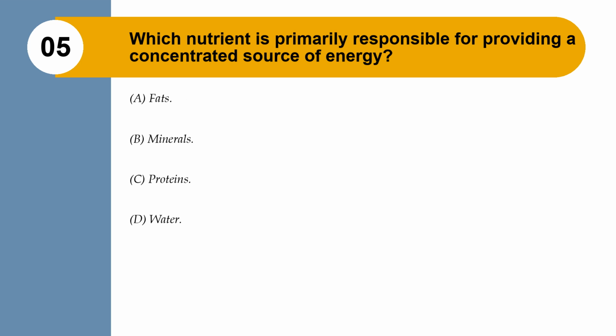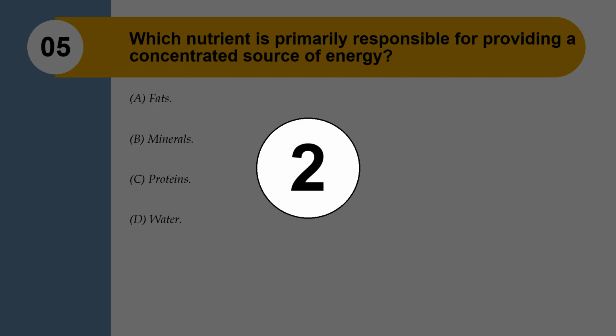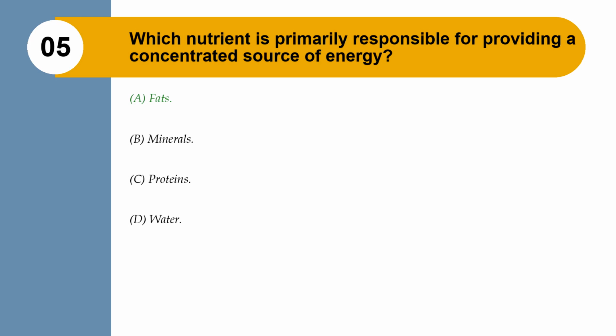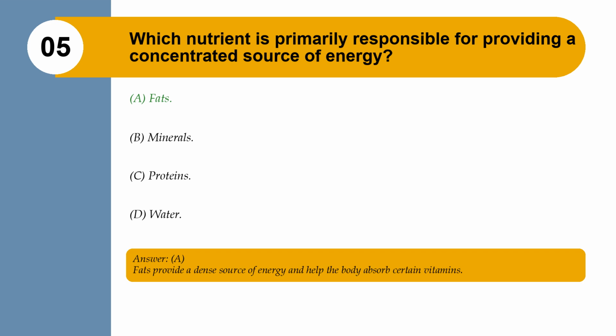Question 5. Which nutrient is primarily responsible for providing a concentrated source of energy? Option A. Fats. Option B. Minerals. Option C. Proteins. Option D. Water. The correct answer is option A. Fats. Explanation. Fats provide a dense source of energy and help the body absorb certain vitamins.